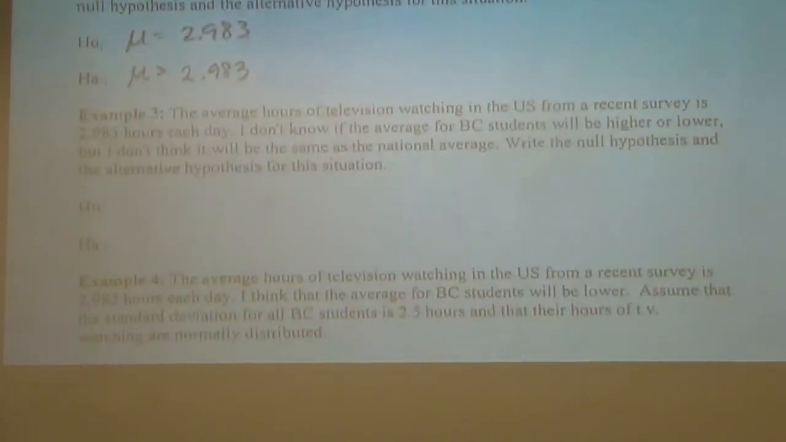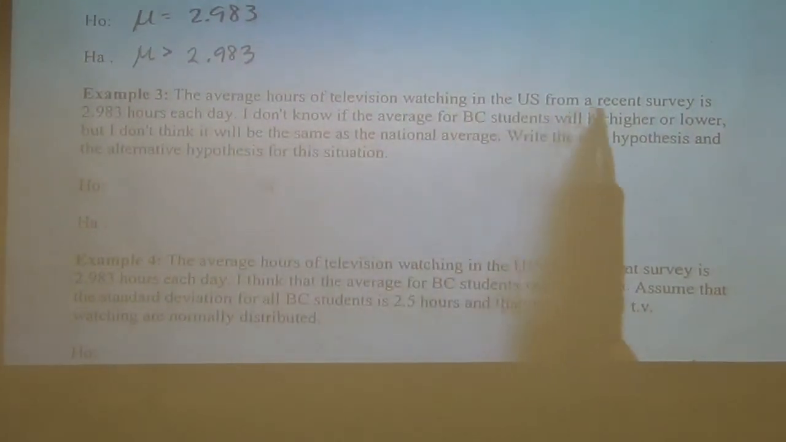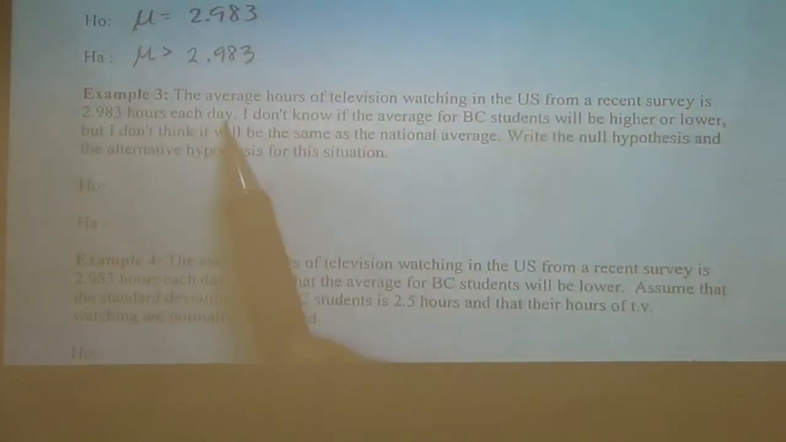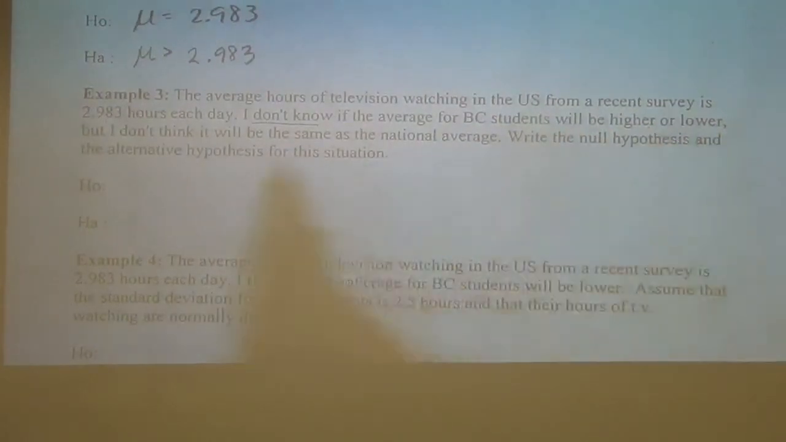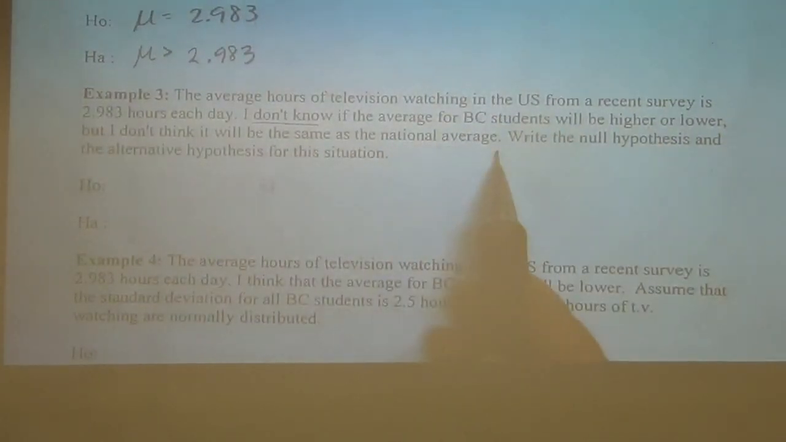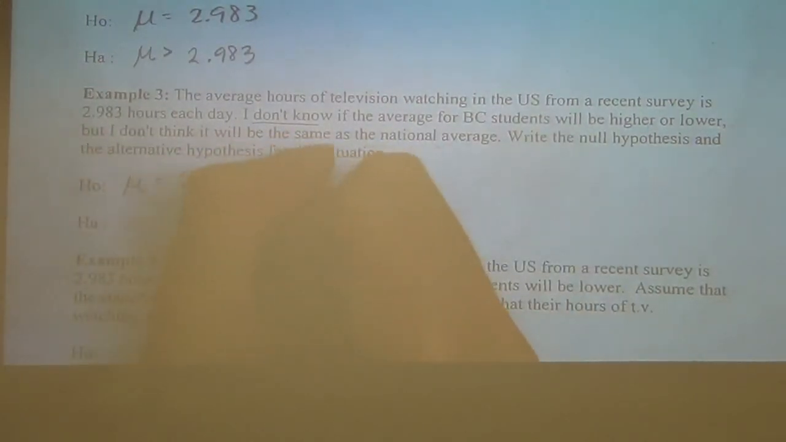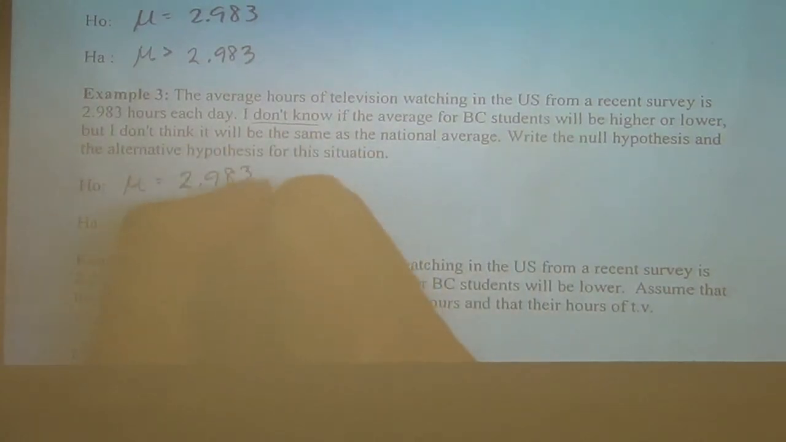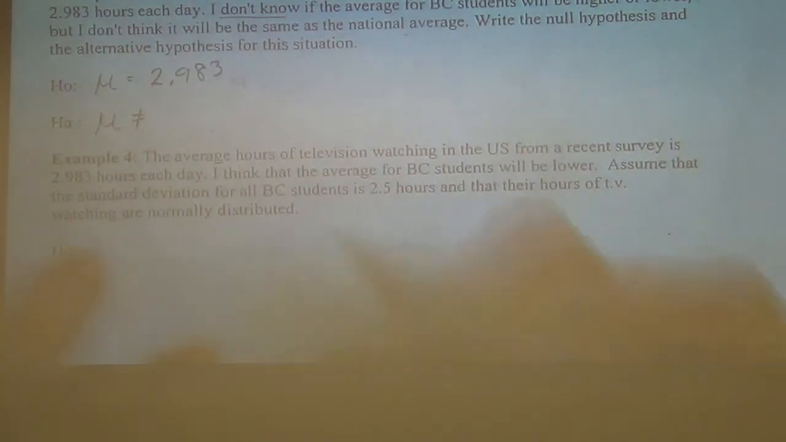Okay, keep going with this, just a couple more examples. The average hours of television watching in the US from a recent survey is 2.983 hours each day. I don't know if the average for BC students will be higher or lower, but I don't think it will be the same as the national average. Write the null and alternative. So our null hypothesis is still mu equals 2.983, but our alternative is simply not equal to. We don't know, so I don't know if this is going to be greater than or less than, I just think it's going to be different. So we would say not equal to 2.983.